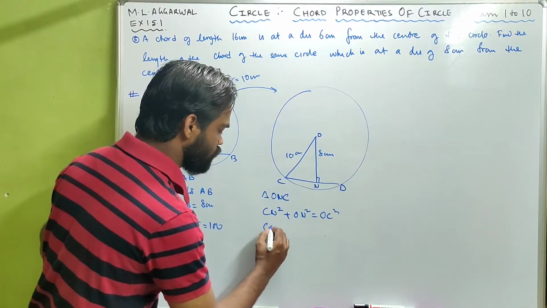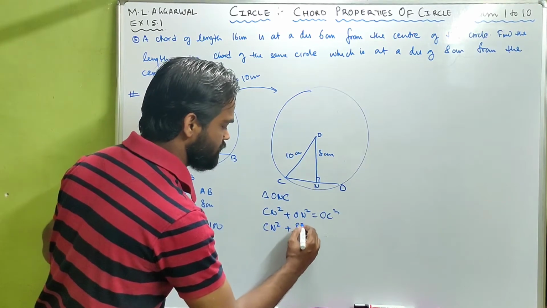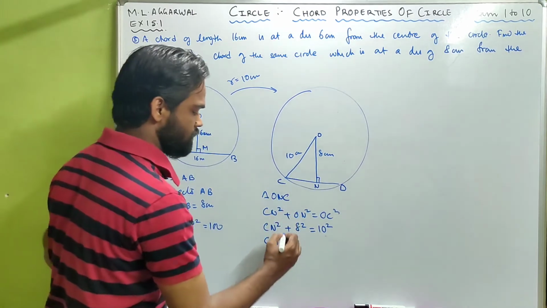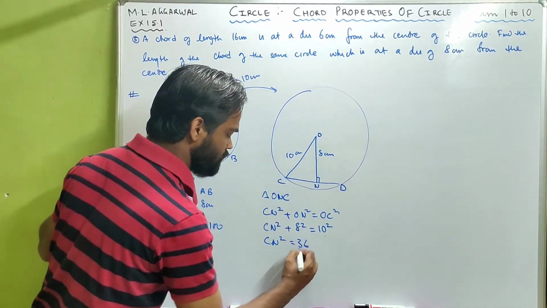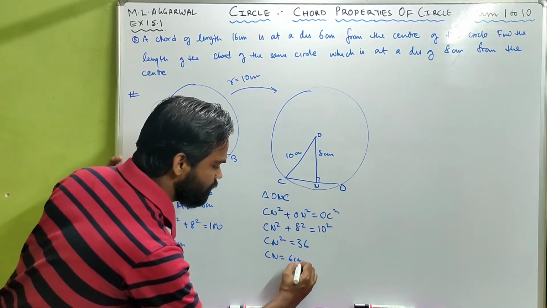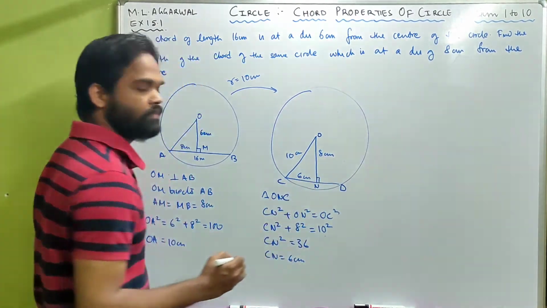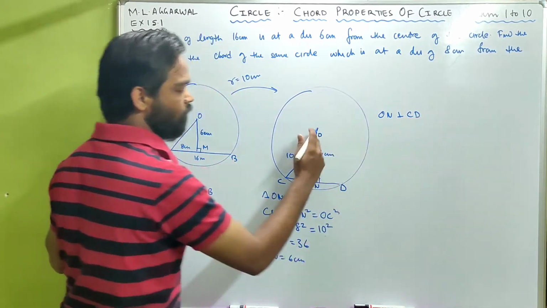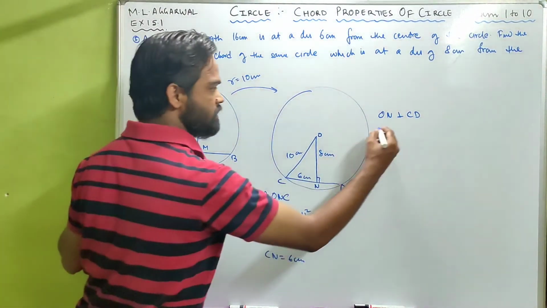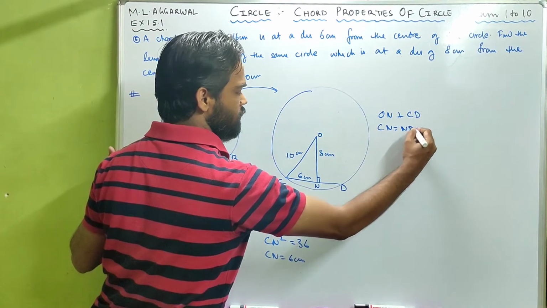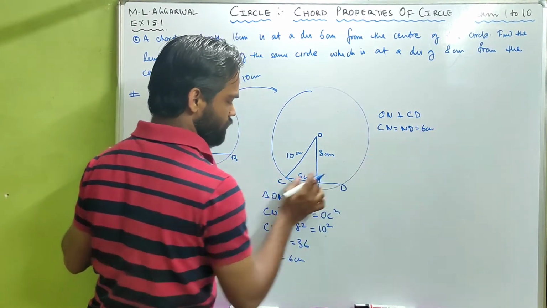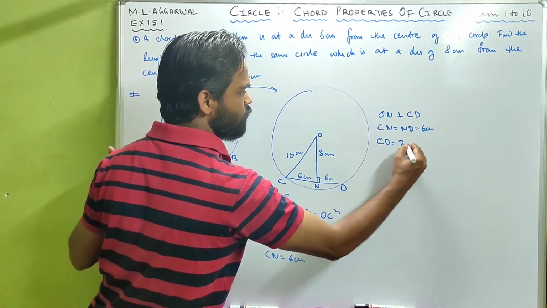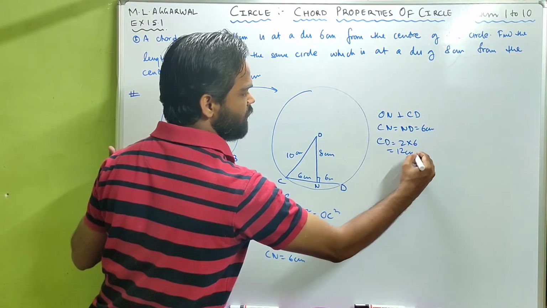Which means CN square plus ON square is 8 square plus 10 square. So CN square, this is 100 minus 64, that's 36. So CN will be 6 centimeter. So this is 6 centimeter. Now again, ON is perpendicular to CD, which means CN equals ND is equal to 6 centimeter. So this is 6, this is 6. So the length of chord CD will be twice into 6, which is 12 centimeter.